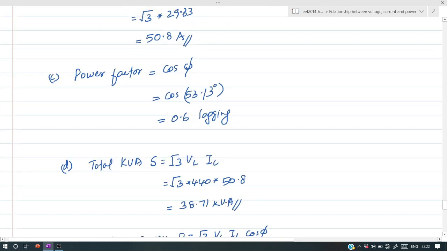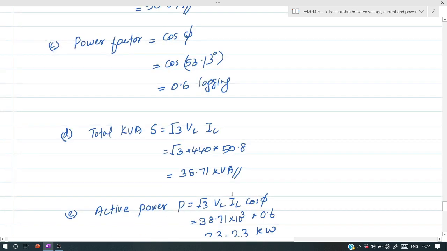kVA is nothing but apparent power, S, which is equal to root 3 into VL IL. Substituting the value of VL as 440 volt and IL as this one, that is 50.8, we can obtain total kVA as 38.71 kVA. Next one is active power.